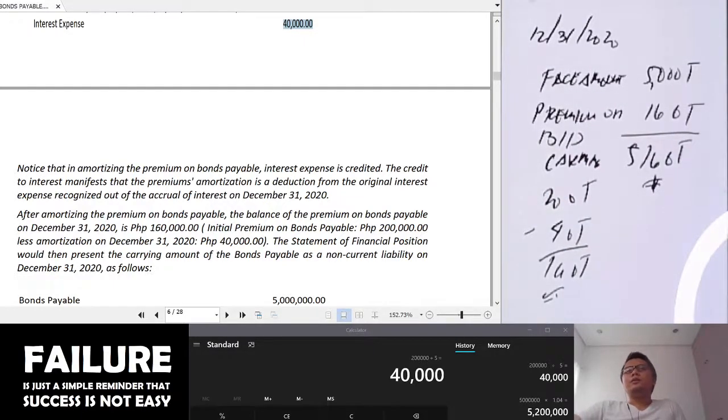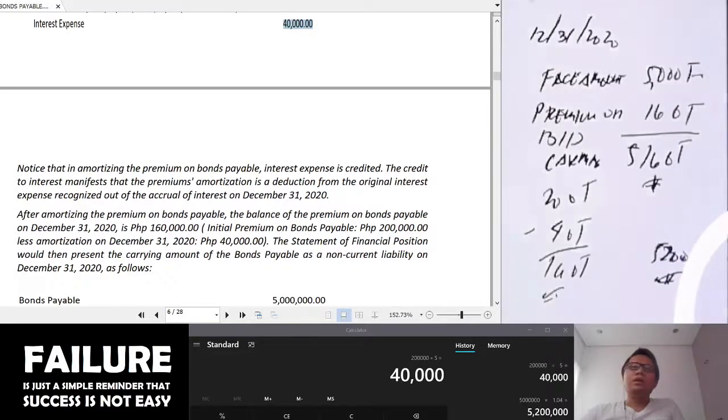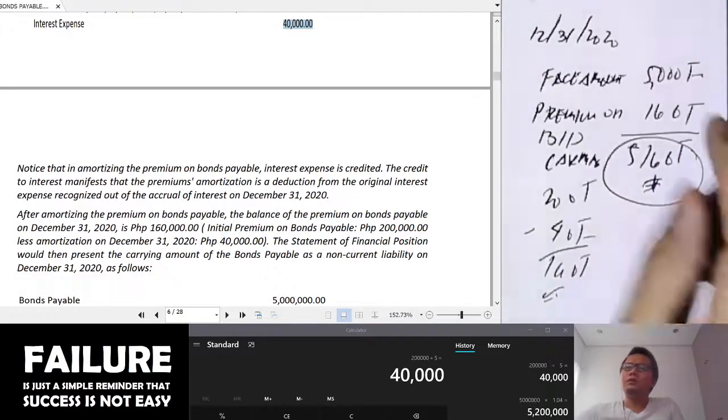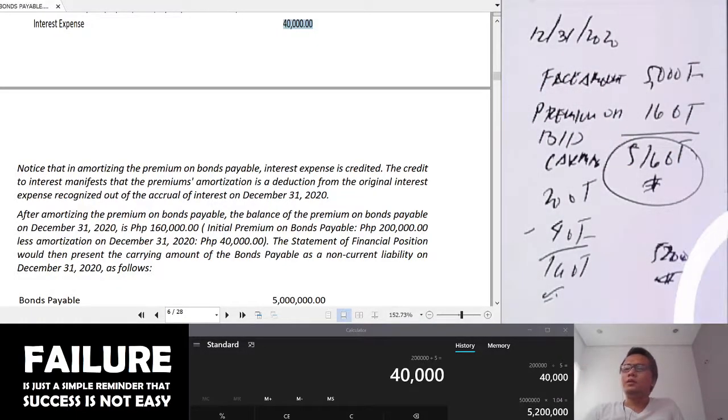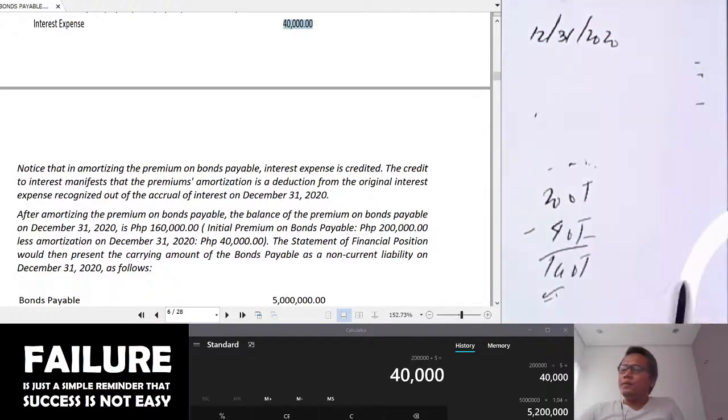Again, if we are to be asked on December 31, 2020, what is the face amount of the bond, it is still 5 million because there was no payment. However, if we are to be asked what the carrying amount is, it is no longer 5 million, but rather 5,160,000, because 40,000 is already amortized. Okay, next.